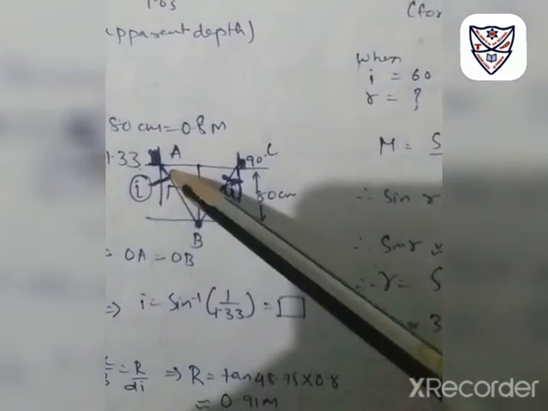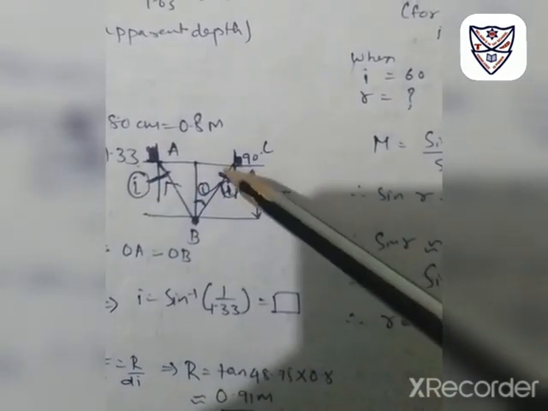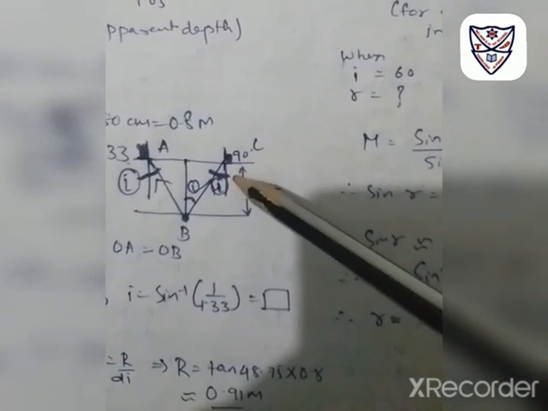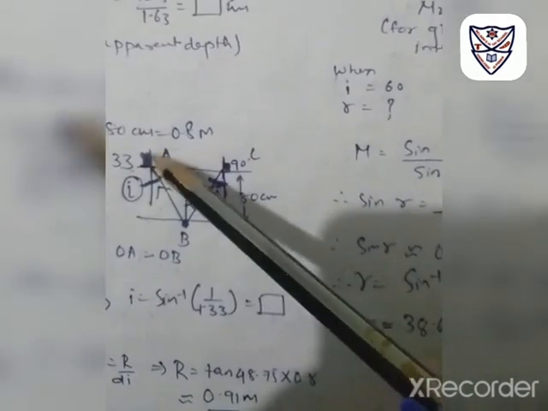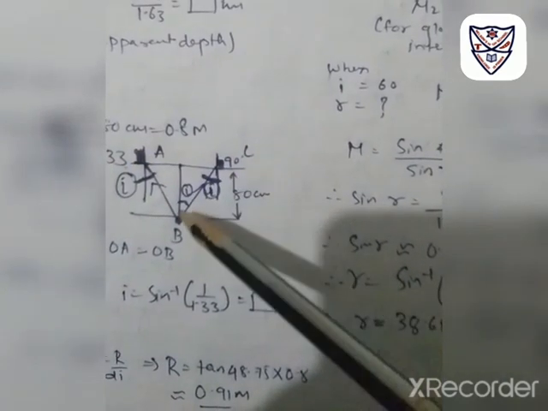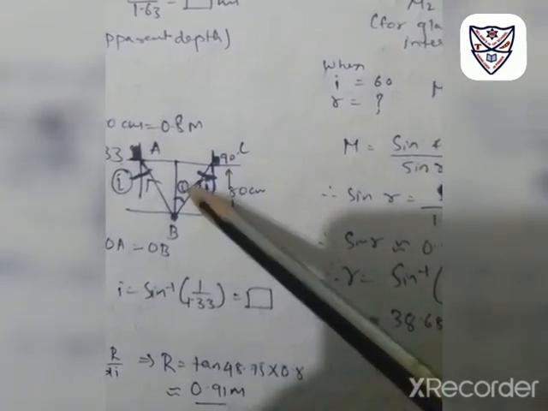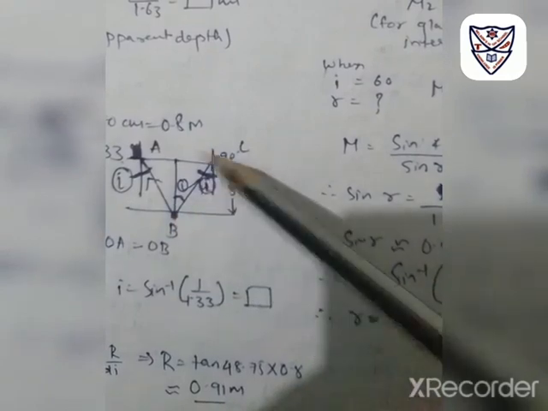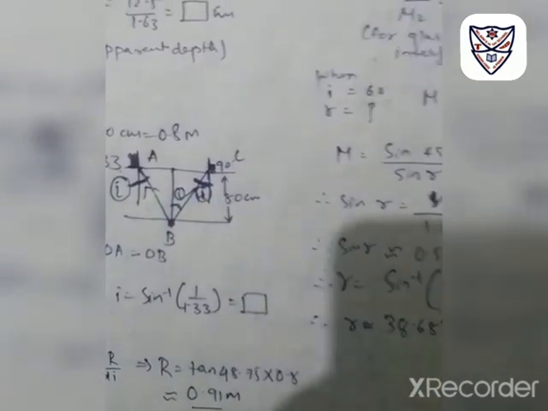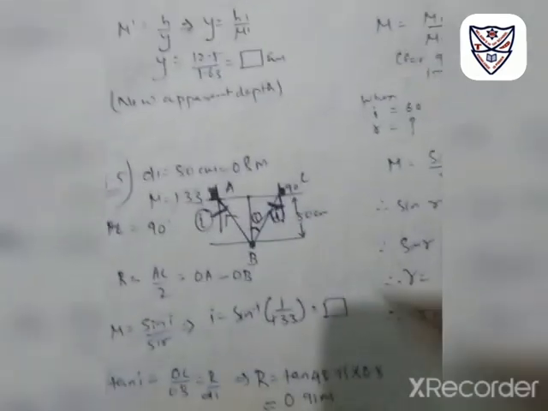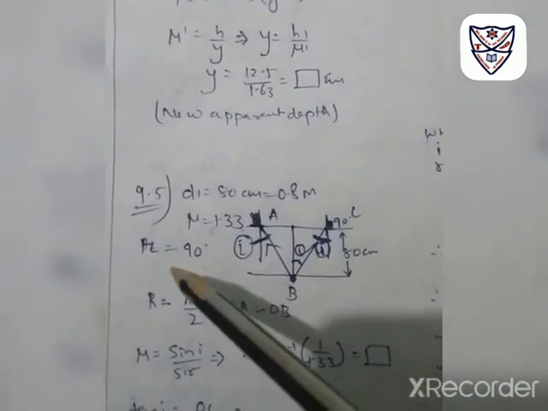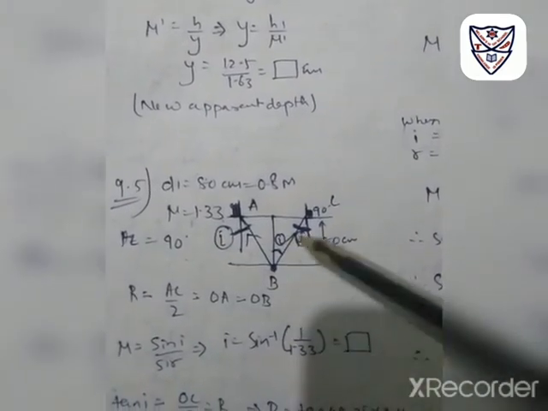So this is your I, the incident angle. This I is equal to the same. This they have given, this is 90 degrees, these two angles. This is theta, forming the normal and refracted ray. So this is 80 centimeters. Okay. So moreover, from the figure you can say that your AC is 90 degrees.